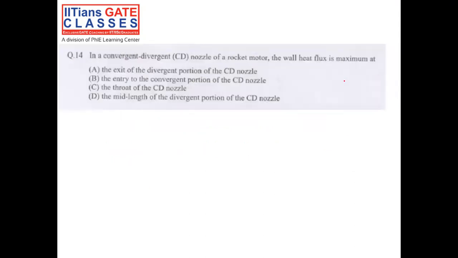Second question: in a convergent divergent nozzle of a rocket motor, the wall heat flux is maximum at exit of the divergent portion of the CD nozzle, entry of the convergent portion of the CD nozzle, the throat of the CD nozzle, and midline of the divergent portion of the CD nozzle. Okay, so this is the CD nozzle. This is the throat of the CD nozzle.